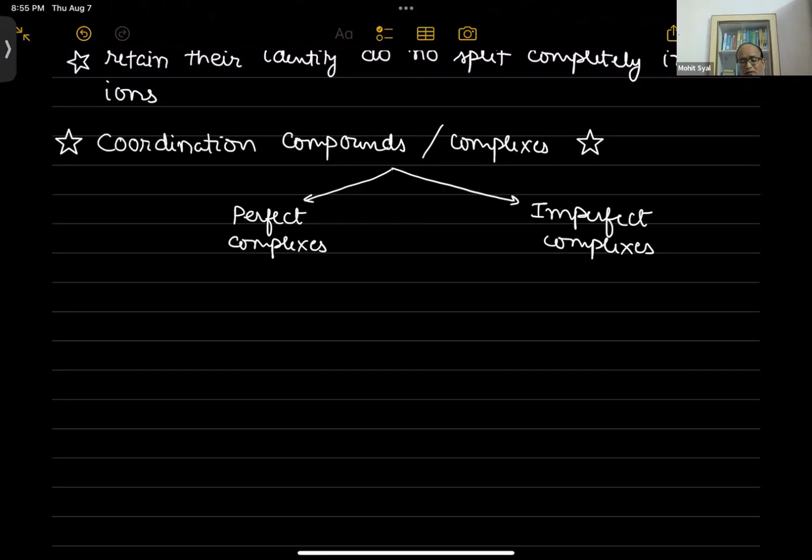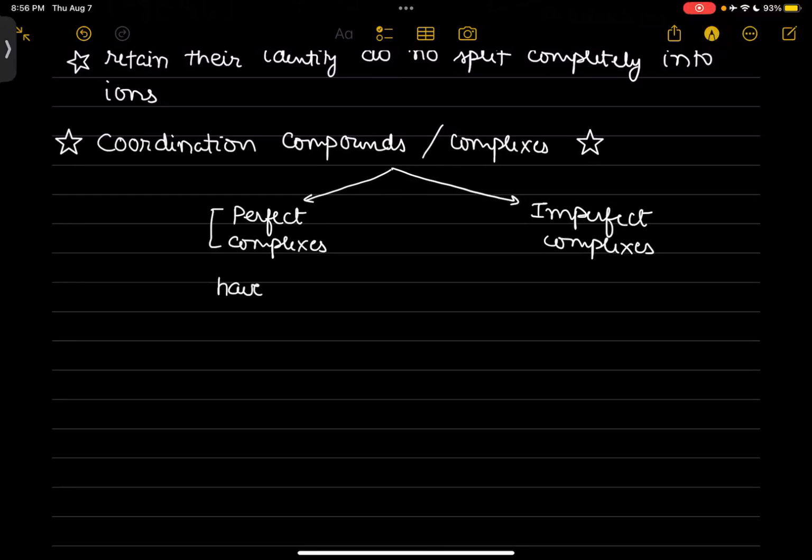Okay, so the perfect complexes are those which are absolutely perfect, which do not break into ions, or their splitting into constituent ions is negligible, which cannot be detected by experiment. On the other hand, the imperfect complexes, up to some extent, I'm not saying that they are double salts, because double salts completely split, they split into the ions up to some extent.